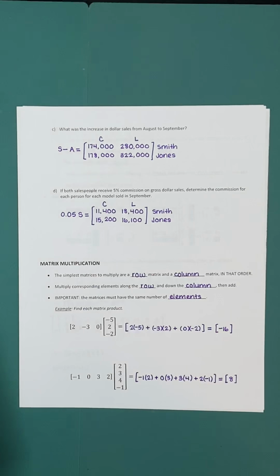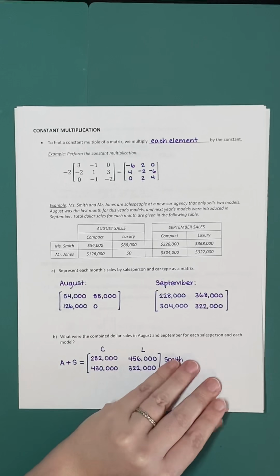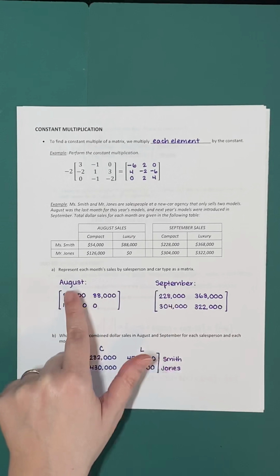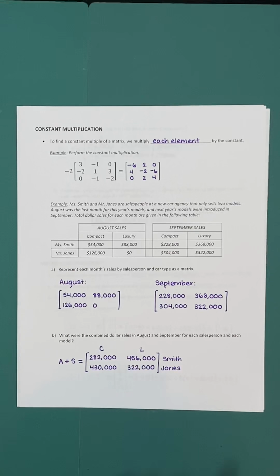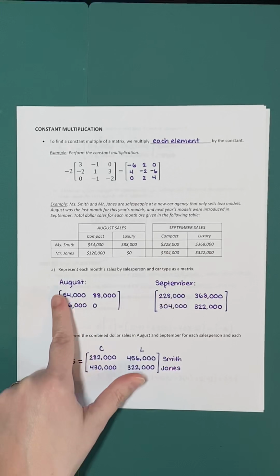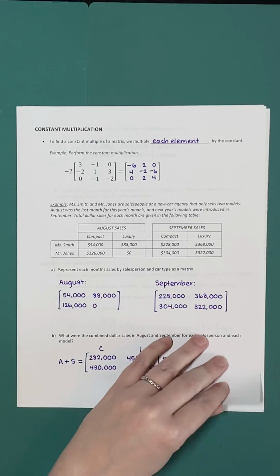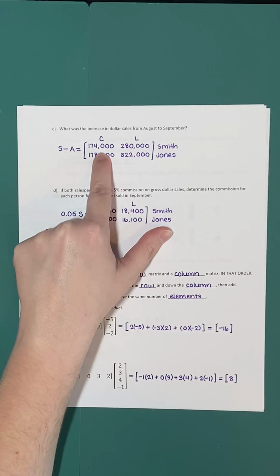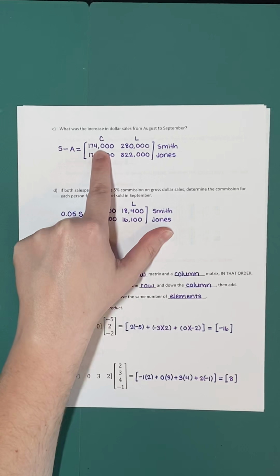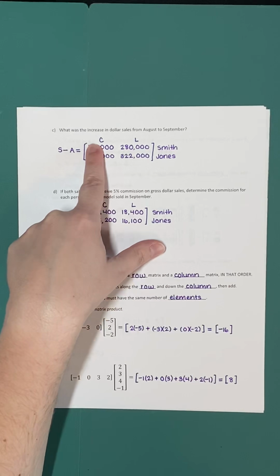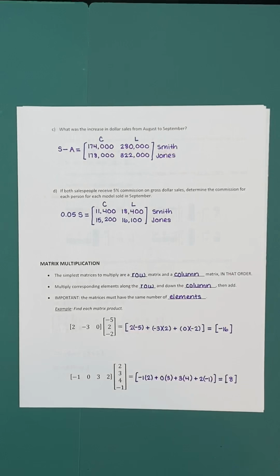So you'll have to flip back over and look at this for just a second. But we're going from September to August. We're subtracting the September matrix minus the August matrix. Again, element by element. So 228,000 minus 54,000 is going to give us 174,000. So that represents how much change there was in Miss Smith's sales of compact cars. Same thing for the other three elements.